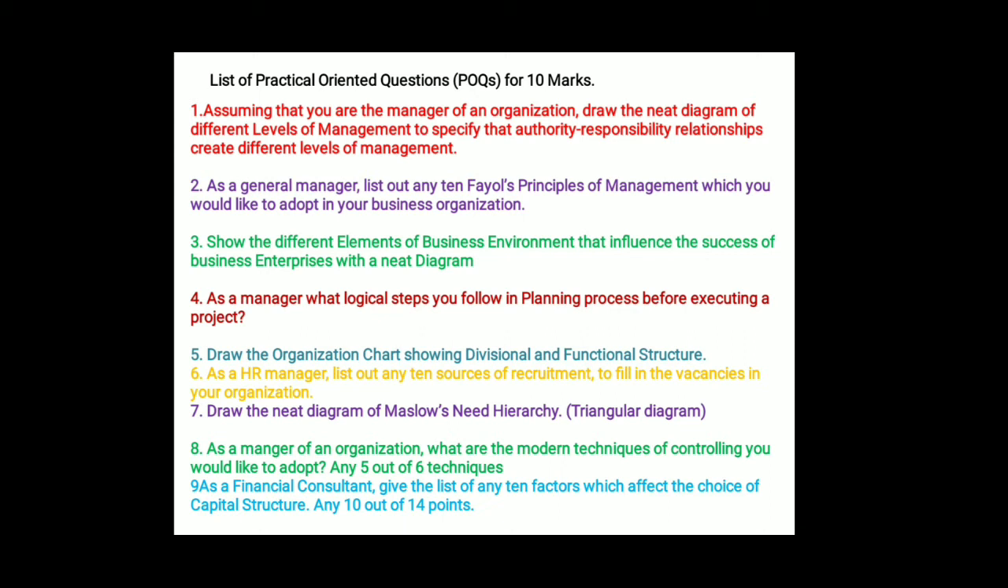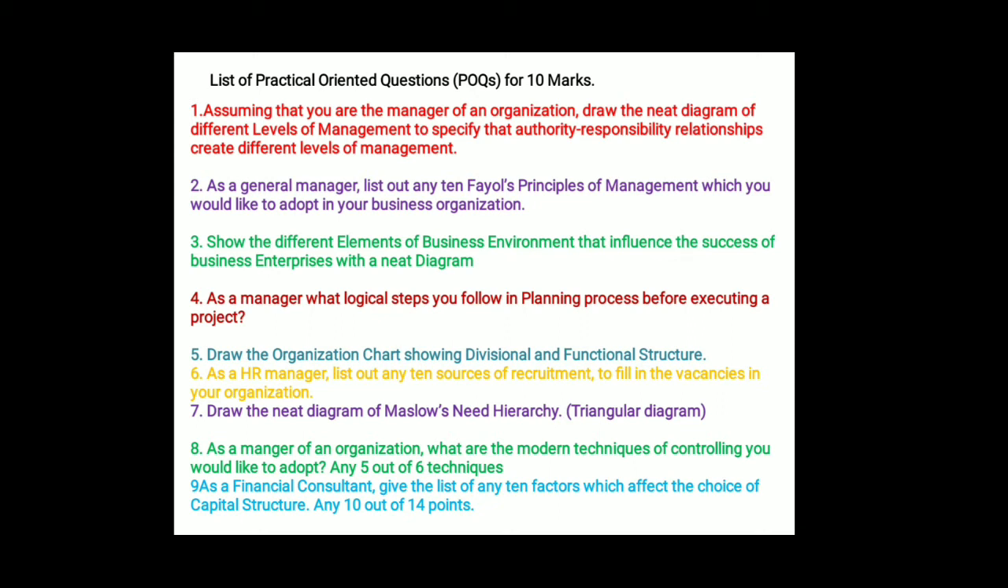Next chapter, planning. As a manager, what logical steps do you follow in the planning process before executing a project? Here you should mention the various steps in the process of planning. Next, fifth question: draw the organization chart showing divisional and functional structure. Here you should mention the divisional and functional organization structure, and the positions in all the levels of management.